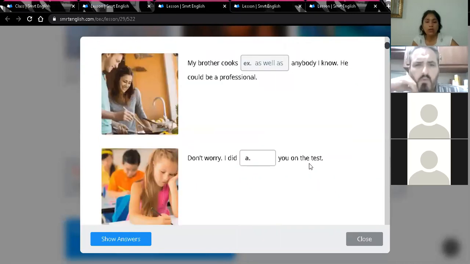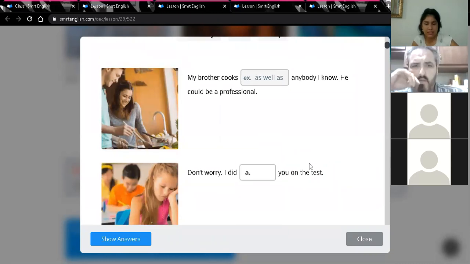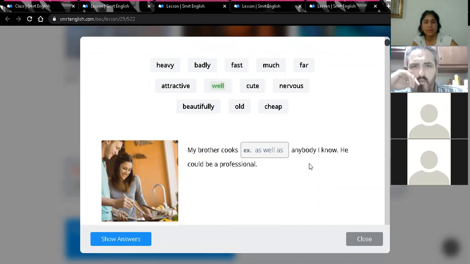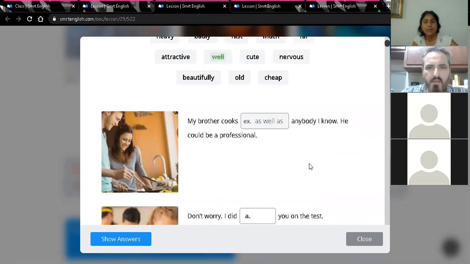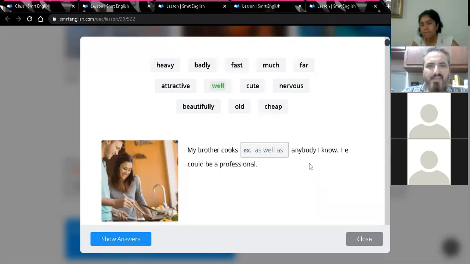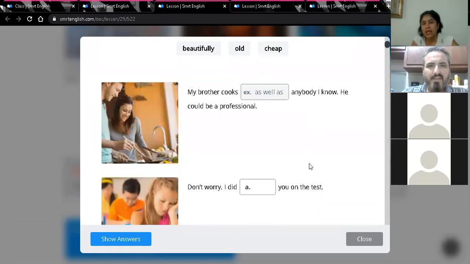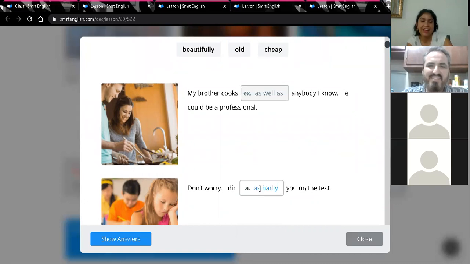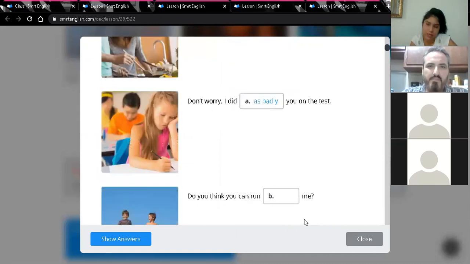Next one, don't worry, I did as what as you on the test? So I did what? Nervous? I did nervous as you on the test. I did. We're talking about an action. And nervous is an adjective. So I'm talking about badly. Which one? As badly as. Okay. So that is one thing you have to consider, right? If it is an action, the one that I'm describing, or if it is a person or something like that.